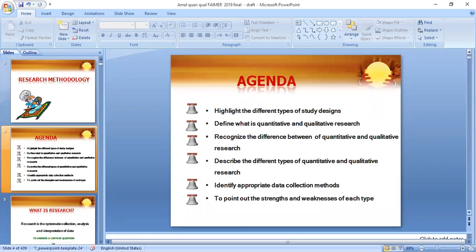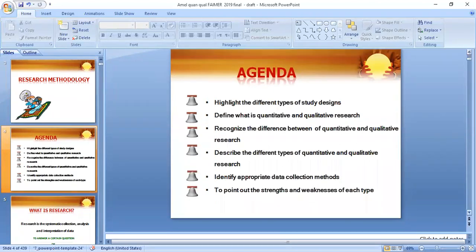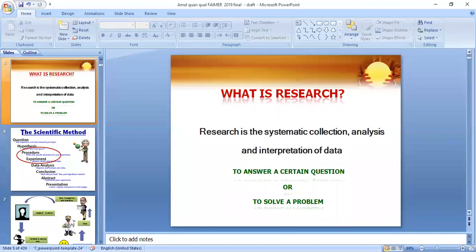Our agenda: we will highlight the difference between types of study design, define what is quantitative and qualitative research, recognize the difference between quantitative and qualitative research, describe the different types of quantitative and qualitative research, and identify the data collection method of each type.